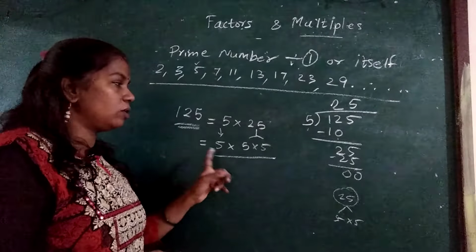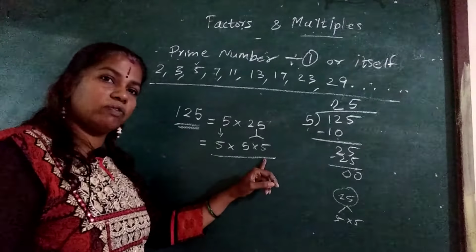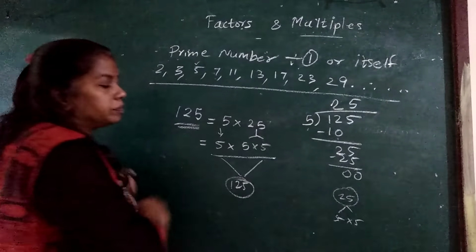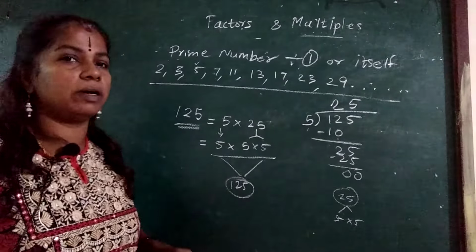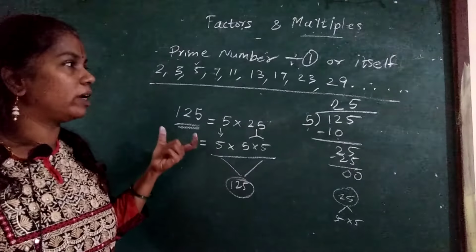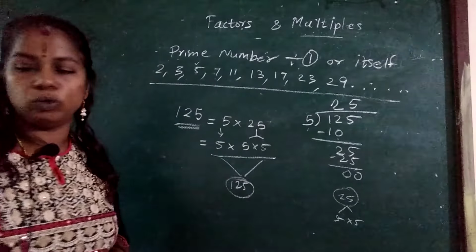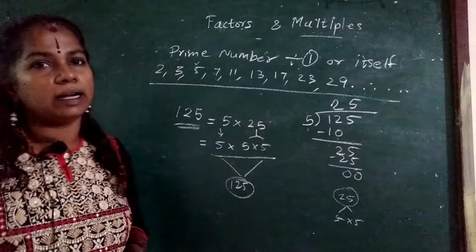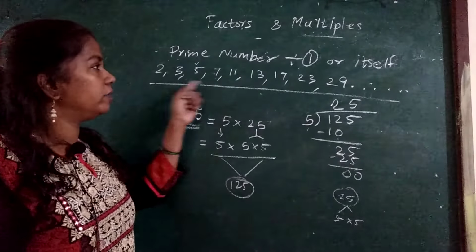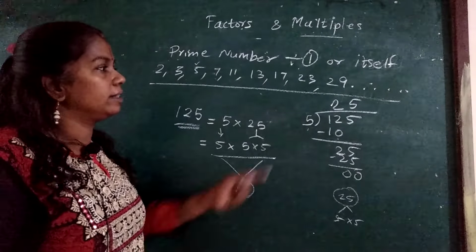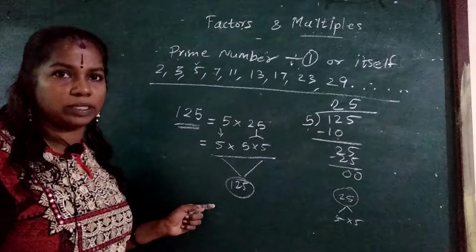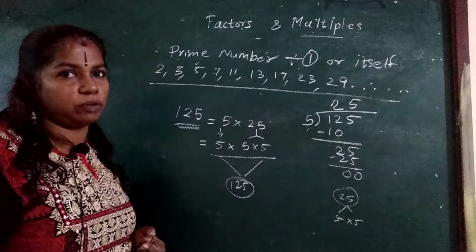Understood the factors? Now you multiply and see: 5 fives are 25. 25 multiplied by 5 comes to 125. When you multiply all these numbers, you will get the same number. That is factors. Okay. So, this is one method of factorization. The other two methods I will teach you in another video. Understood? I will recap. I have written the prime numbers here, and then I started dividing and writing step by step. You should be thorough with tables. Then you will be able to do this properly.